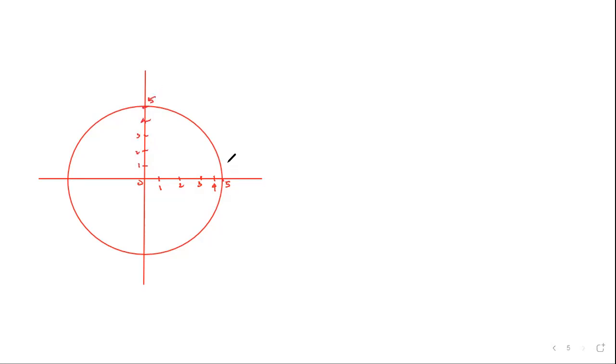This point is (5, 0). If you take this point, this is (4, 3). This point, (3, 4). This point, (0, 5). You mark further. It's a rough calculation, so believe me. This point is (-3, 4). This point is (-4, 3). This point is (0, -5).